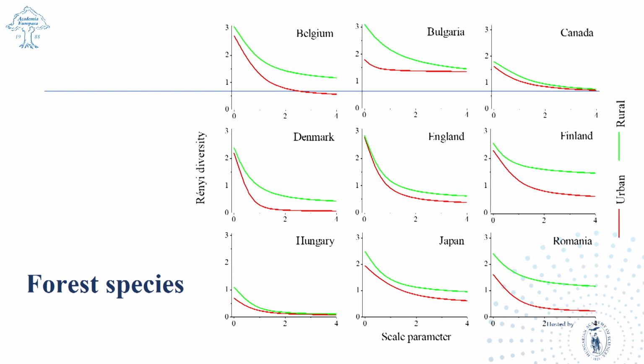The number of forest species is higher everywhere in the rural area. There are two lines here. The red one is the urban, and the green one is the rural. So if you look at those species which should be there, the forest species, it is evident that the rural area is more species rich than the urban one, and that's a general picture worldwide.